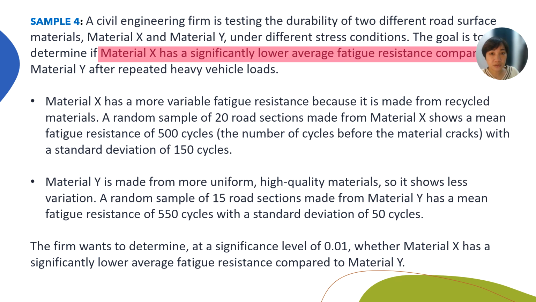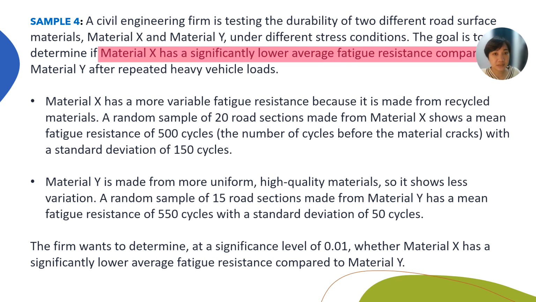What I do to lessen the confusion moving forward to the next steps is to assign mu1 as the bigger parameter. If I believe that material Y would be the bigger average, then I will assign material Y as mu1 and material X as mu2, and I will follow through with it for the rest of the steps. As you notice, I can translate this statement to material Y being greater than material X.